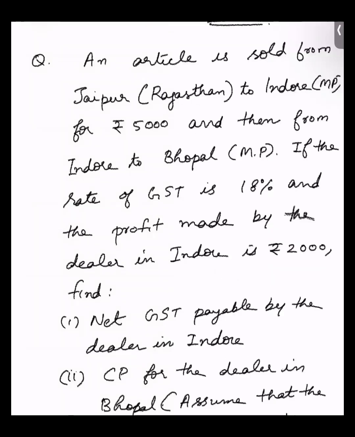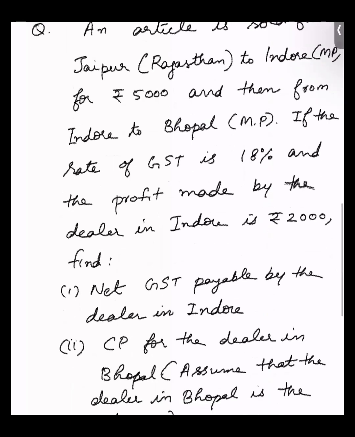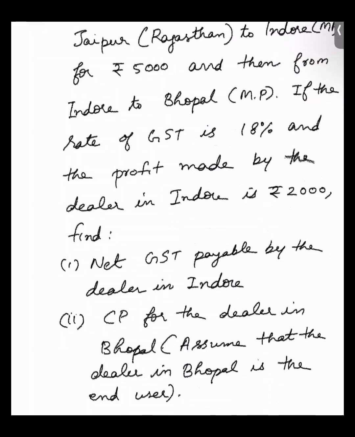Next question is, an article is sold from Jaipur to Indore for rupees 5,000 and then from Indore to Bhopal. If the rate of GST is 18% and the profit made by the dealer in Indore is rupees 2,000, find net GST payable by the dealer in Indore, and cost price for the dealer in Bhopal. Assume that the dealer in Bhopal is the end user.